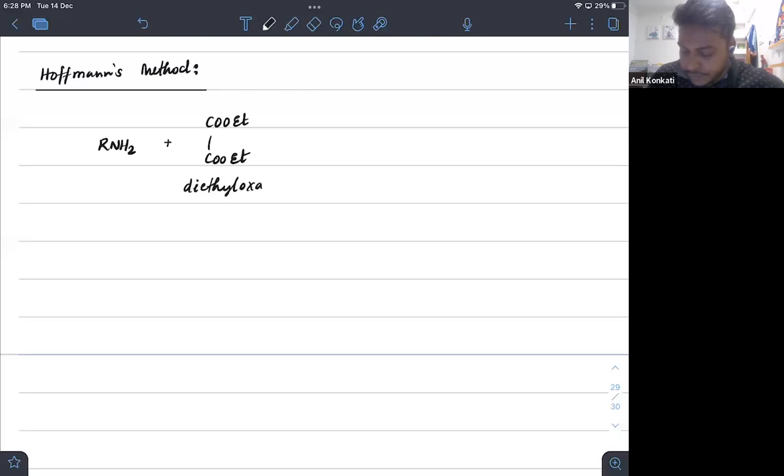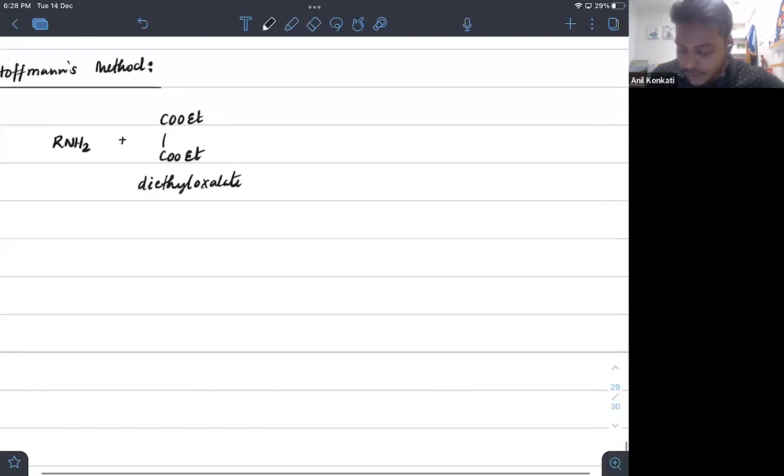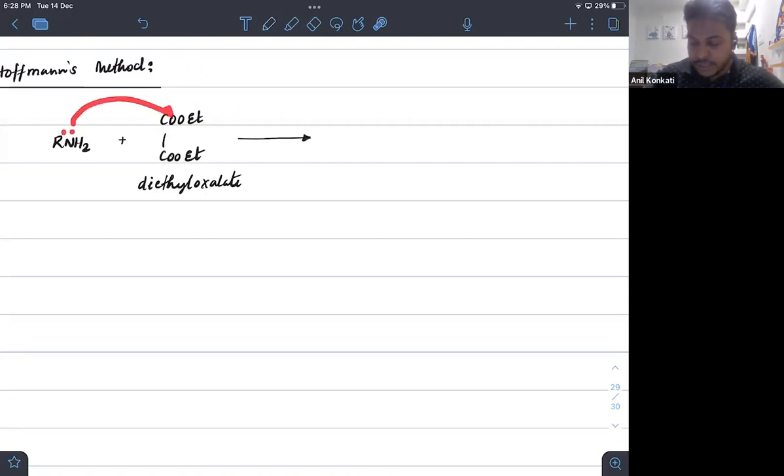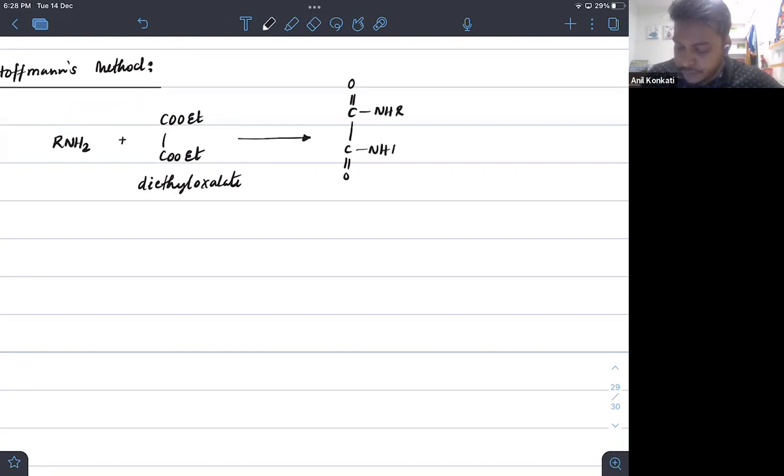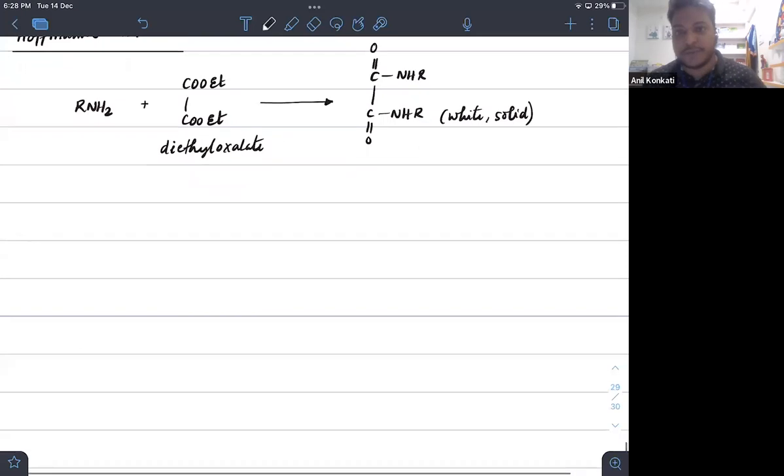Diethyl oxalate. On treatment of this ester, we have learned that the lone pair on nitrogen will attack and remove that OEt group, and an amide forms. So we can see C=O, NHR will form here, and C=O, NHR will form here, right? Now the product formation: this amide is actually a white solid.